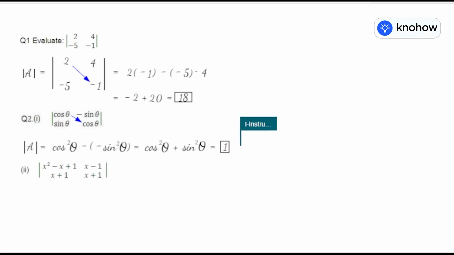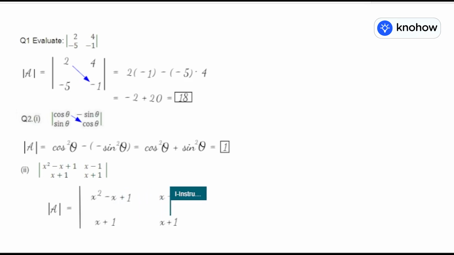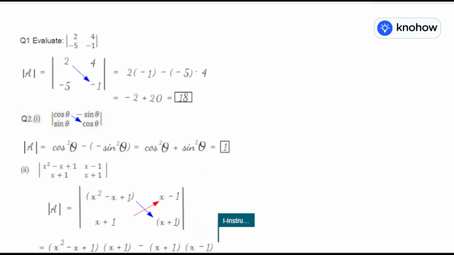Now question 2, second part. If I denote it by determinant A, the elements are x square minus x plus 1, and the second element of the first row is x minus 1. In the second row you have x plus 1 and x plus 1. How do you expand it? First you take the product of the elements on the main diagonal, that is x square minus x plus 1 into x plus 1. And then the product of the elements on the other diagonal, so you have x plus 1 into x minus 1.